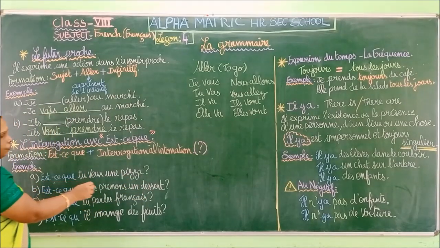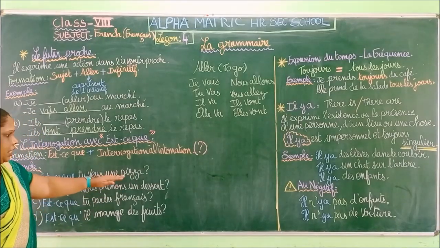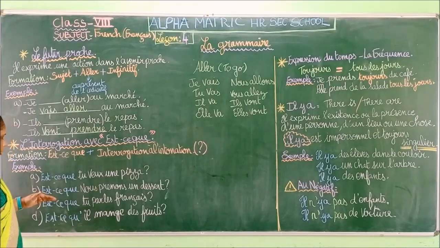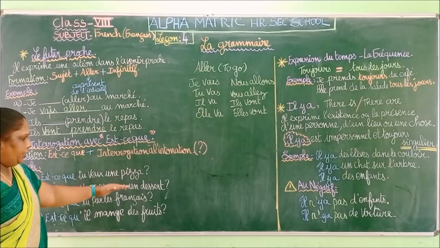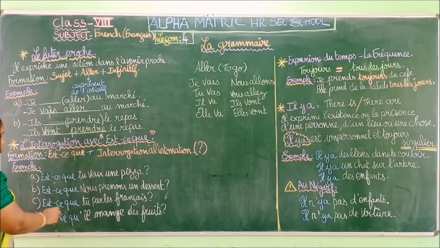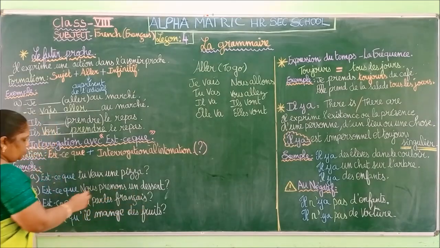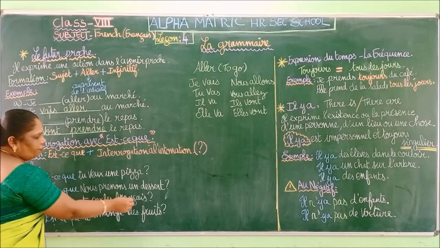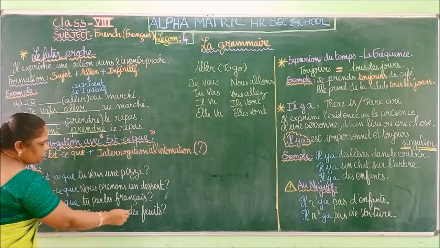Okay, so I have given you an example. Est-ce que tu veux une pizza? So do you want a pizza? Okay, so next one. Est-ce que nous prenons un dessert? Do we take a dessert? Okay, so next one. Est-ce que tu parles français? So do you speak French? So next one. Est-ce qu'il mange des fruits?